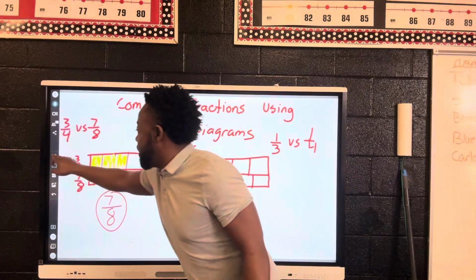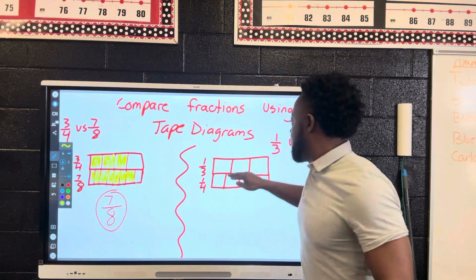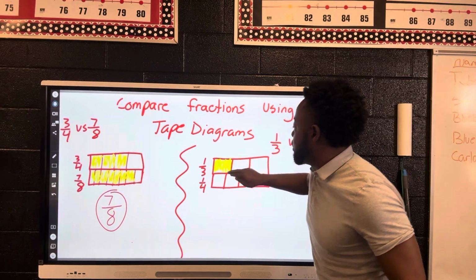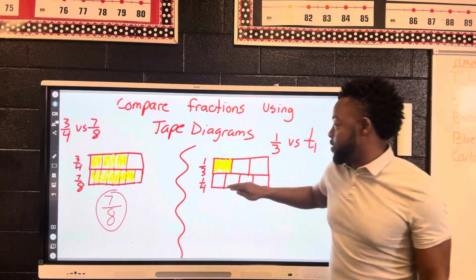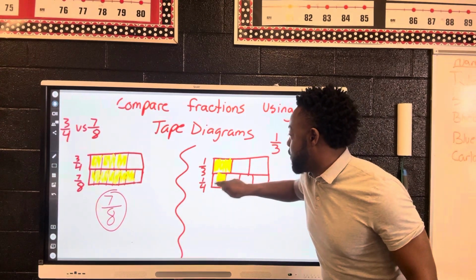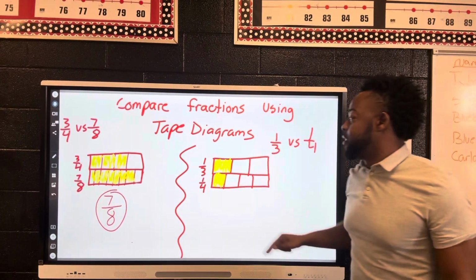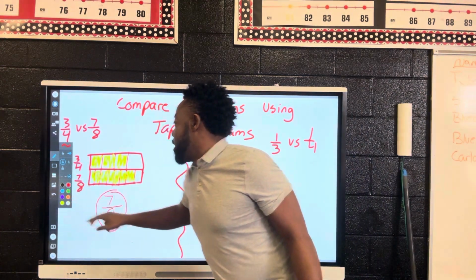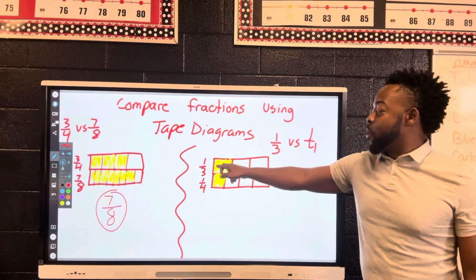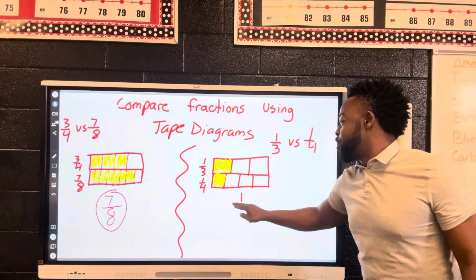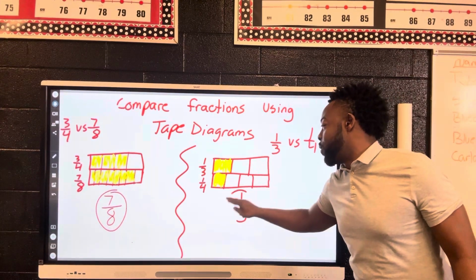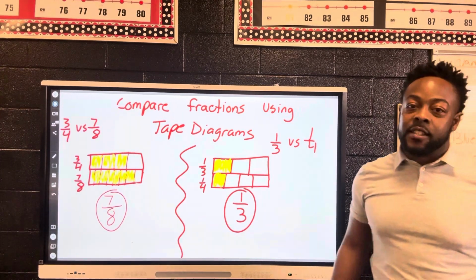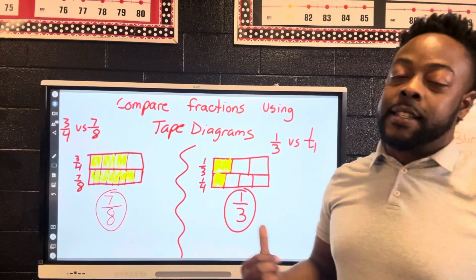I color them in so I can see which one has more space. This is 1/3. This is 1/4. And even though they're very close, based on my diagram, the 1/3 went out longer, so 1/3 would be bigger. This is how we compare fractions on the tape diagram.